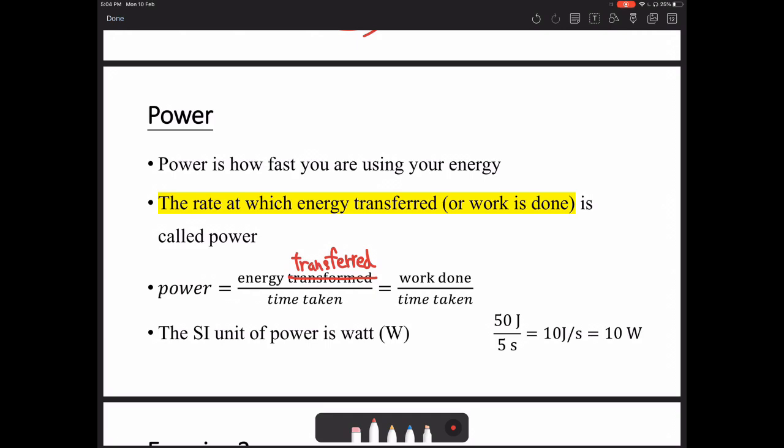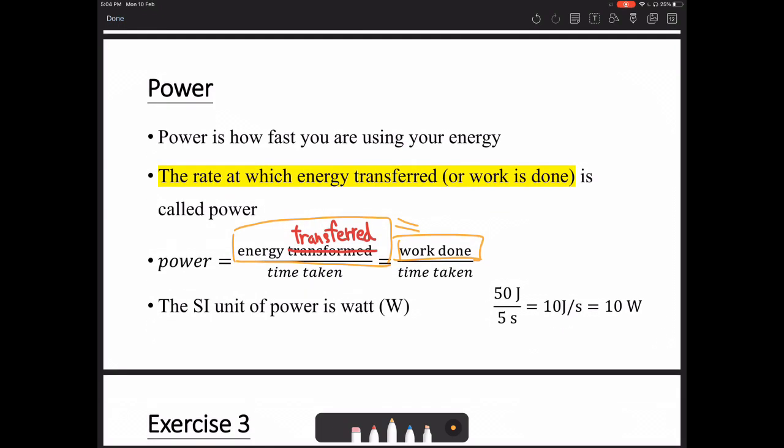In physics, we use one quantity we call power to measure the rate of the energy you have used. So the rate at which energy is transferred or work is done is called power. So what is power? Power equals energy transfer over time taken, or it is equal to work done over time taken. Okay, these two are the same. Work done and energy transfer, okay, they are equal.